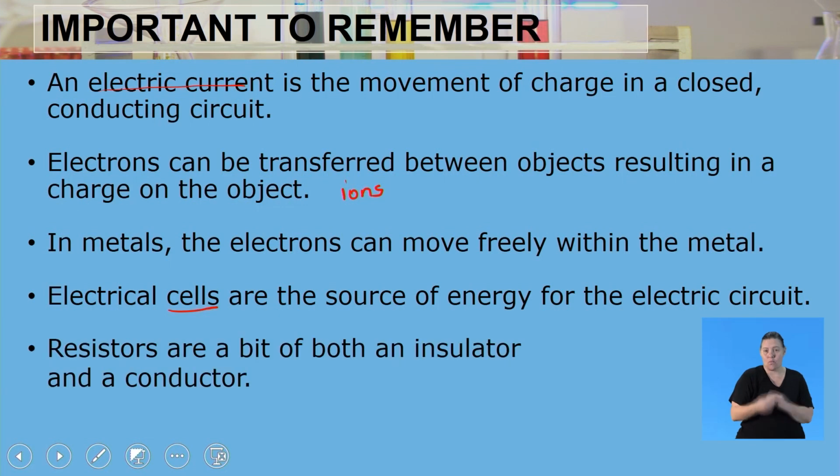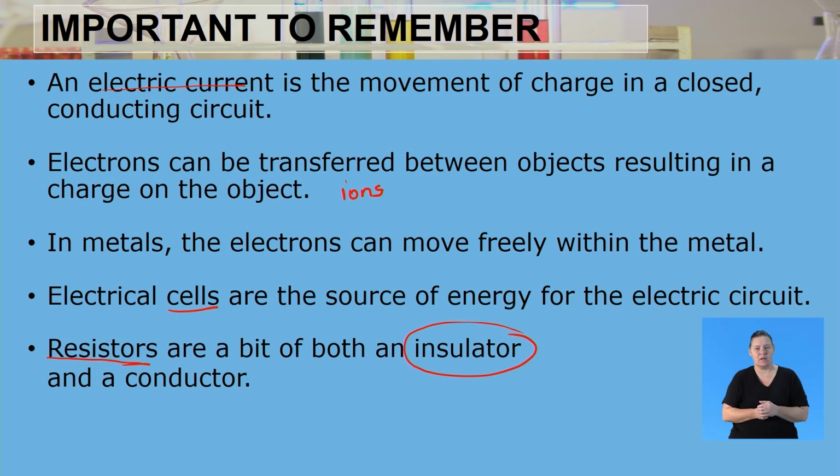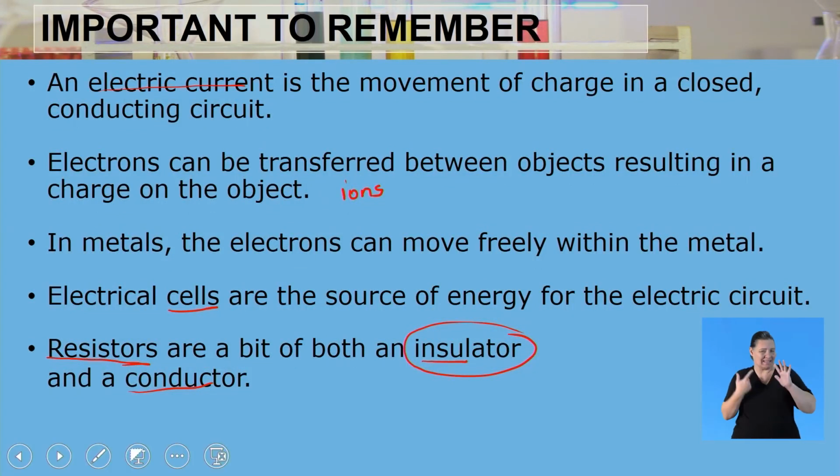And then the last thing that I always want you to remember is that resistors, they are a bit of both an insulator and a conductor. Remember that the resistors, they are resisting the flow or the movement of current. And we do know that insulators, they are bad conductors, so they do not allow current to pass through. Whereas these ones, the conductors, they do allow current to pass through from one point to the next. So resistors are a bit of both because they do allow the current to pass through, but they do not make it easier for the current to pass through. Hence, we are saying that resistors are a bit of both an insulator and a conductor.